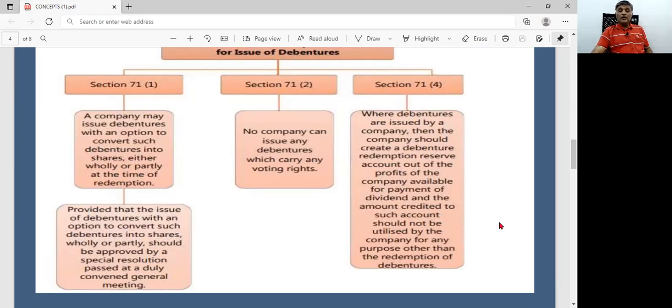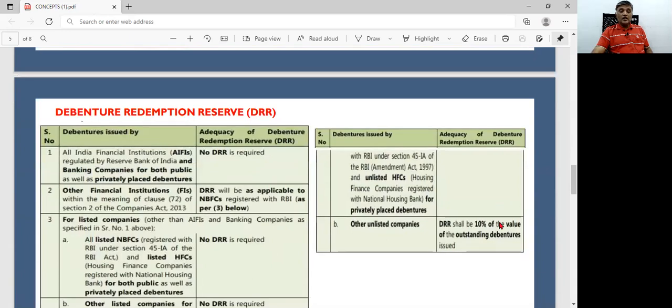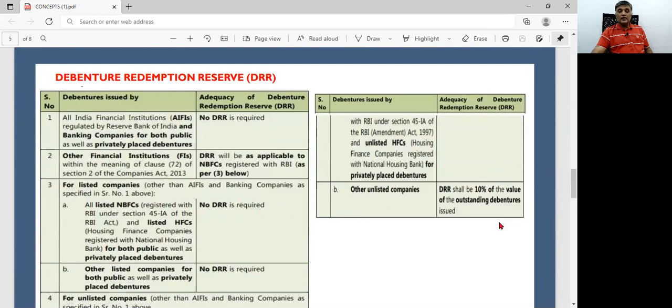Now, not only DRR, you have something called DRI to be created. But before that, let's look at the DRR percentages, how much we need to create, who are required to create DRR and who are not required to create DRR. Thereafter, we look at DRI.